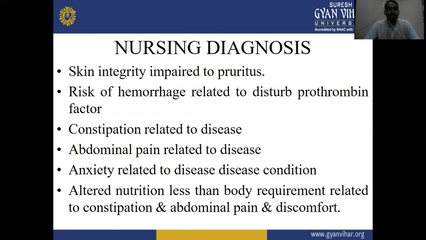Next one is risk of hemorrhage related to disturbed prothrombin factors. Next nursing diagnoses are constipation related to disease, abdominal pain related to disease, and anxiety related to disease conditions.